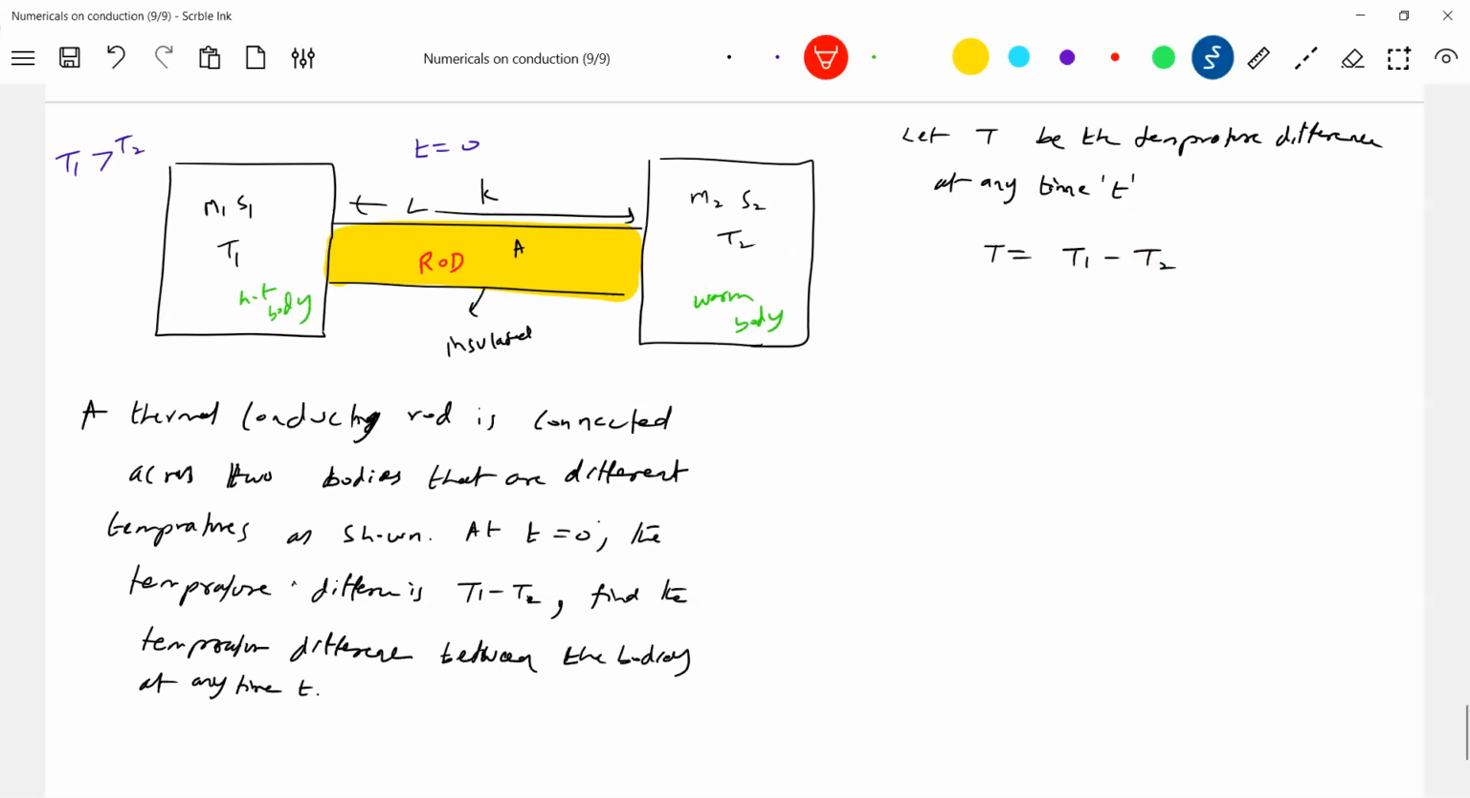So what actually happens here? The hot body loses heat and the warm body gains heat. Now it's very simple. This is 100, this is 40. With time, what will happen? The initial temperature difference is 100 minus 40, which is 60. After some time, this will become 80 and this will become, say, 55. How much is the difference? 35.